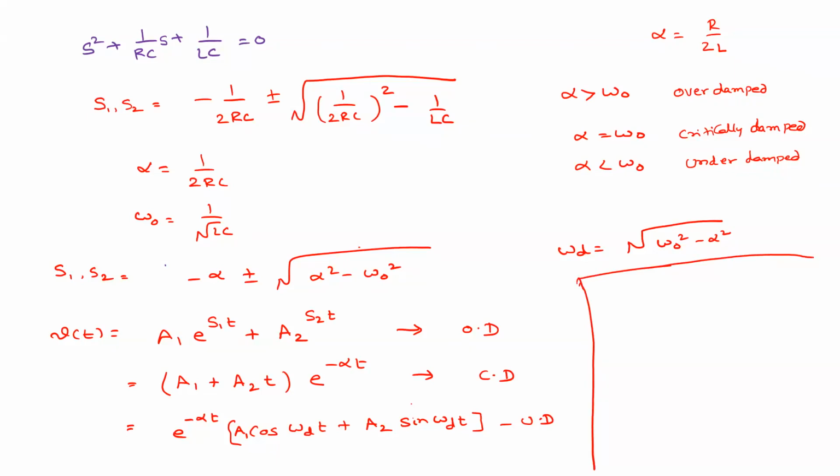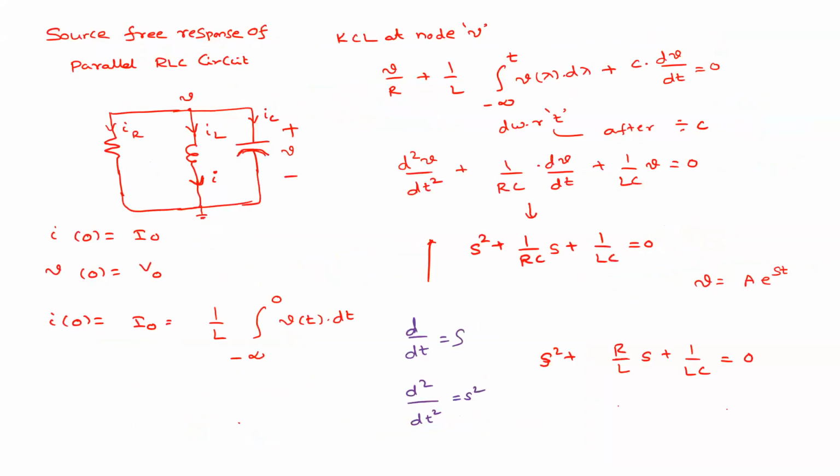Same procedure to find these constants A1, A2. So we require two initial conditions. What is the first useful initial condition? We have V of 0, which is equal to V naught. So that is the first initial condition you require. What is the second initial condition you require?